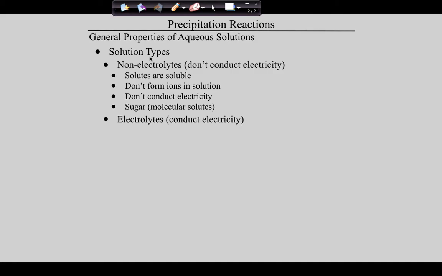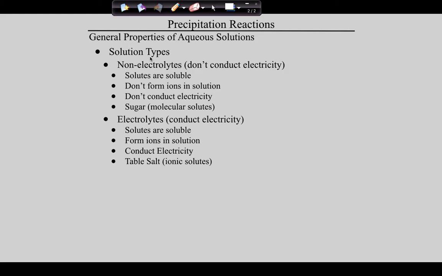So what about electrolytes? Well, guys, electrolytes do conduct electricity. So again, these solutes are soluble, but when they dissolve, they do break into ions, and as a result, they conduct electricity. Examples of that are things like table salt. When table salt goes into water, it not only dissolves, it ionizes, and because it ionizes, it can conduct electricity.